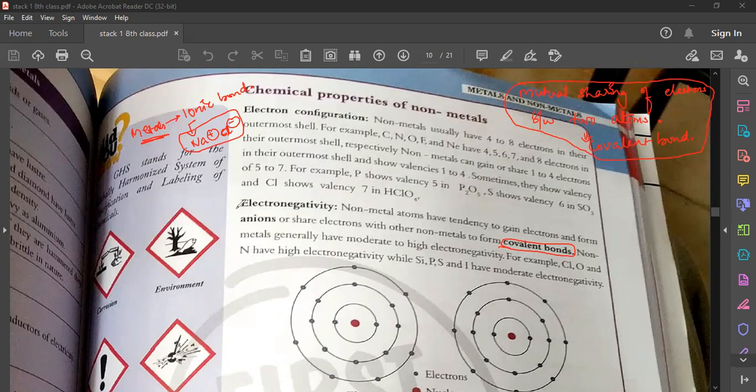So metals will form ionic bonds, non-metals will form covalent bonds. Clear? And what is the nature of non-metals? Electronegative. And what will they form? Covalent bonds. Anions. It will form anions. Anion means if an element accepts electrons, it will form anions. So how many electrons will be there in the outermost shell for non-metals? 4, 5, 6, or 7? 4 to 8. Simple. Clear up to this?